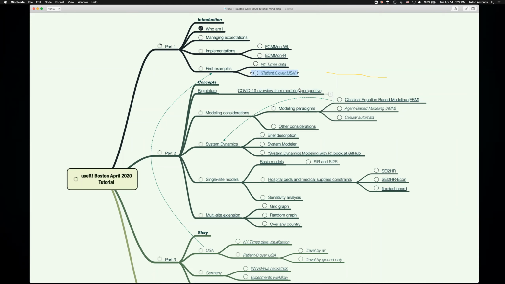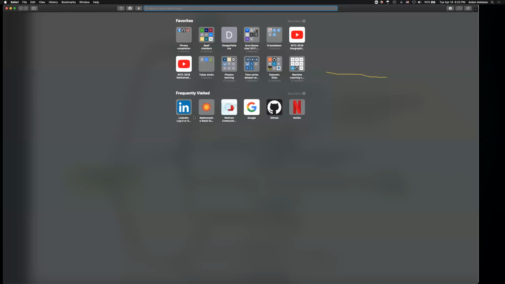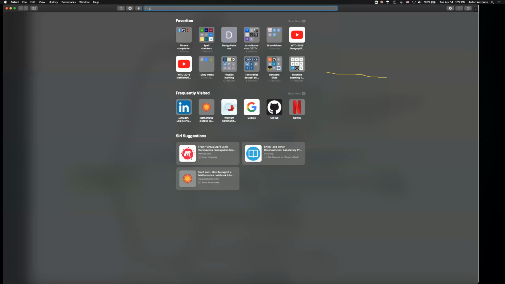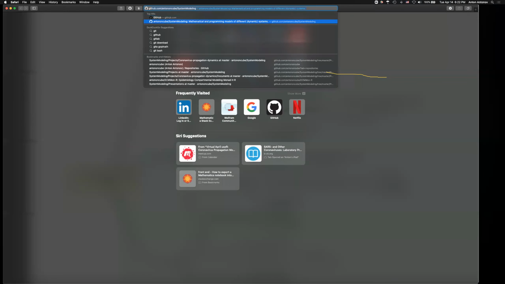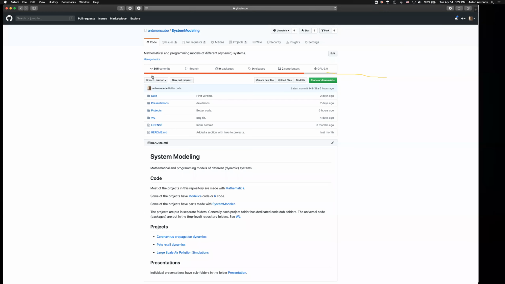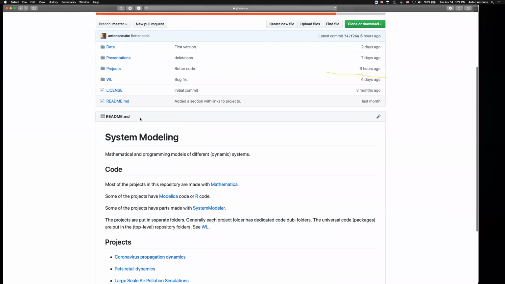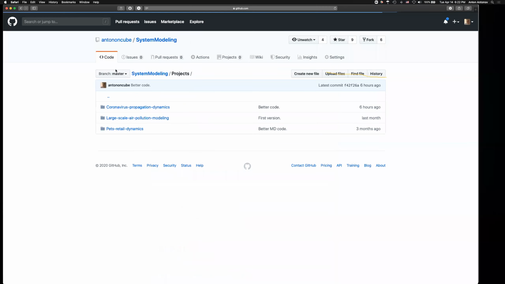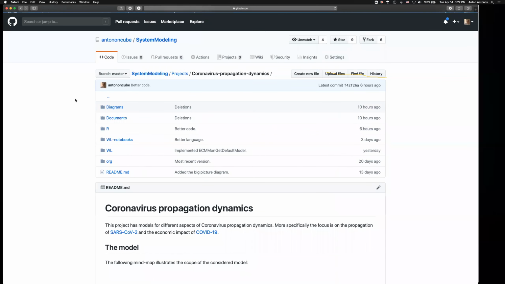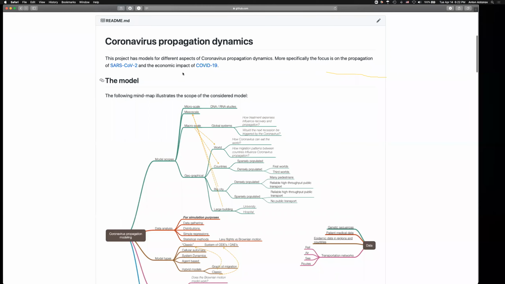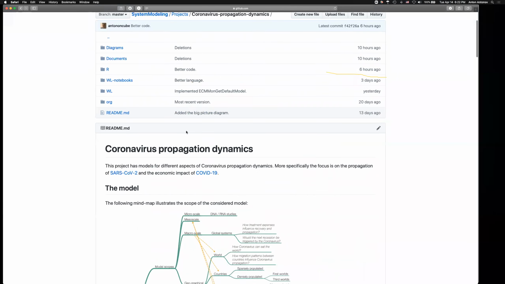Okay, so the overview from the modeling perspective, there are actually several, and I'm going to bring this here. This was what this link was supposed to bring up. And actually, that's probably not bad that I'm going here. So I'm very interested in system modeling, and so I started a particular project, the coronavirus propagation dynamics project here.